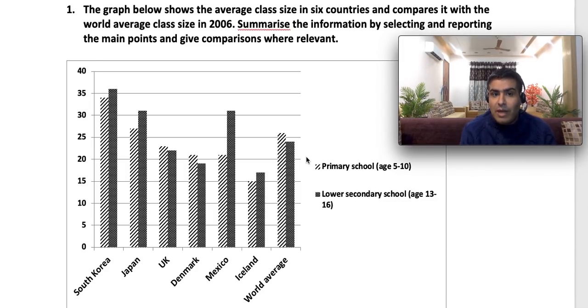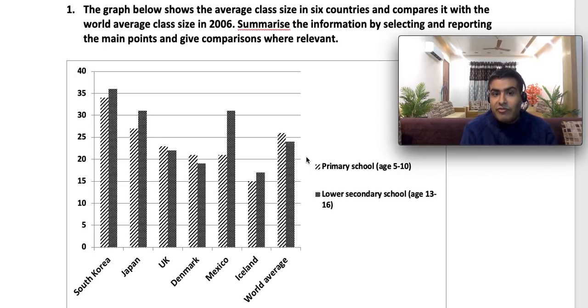After I'm done with the introduction, I now plan my overall and my body paragraphs. Now, for the bar graph especially, you should read the second line. A lot of students don't read this line. Summarize the information by selecting and reporting the main points and give comparisons where relevant. So they don't focus on this, and I think that's really important. So you have to report the main points and give comparisons too. So we have to do that.